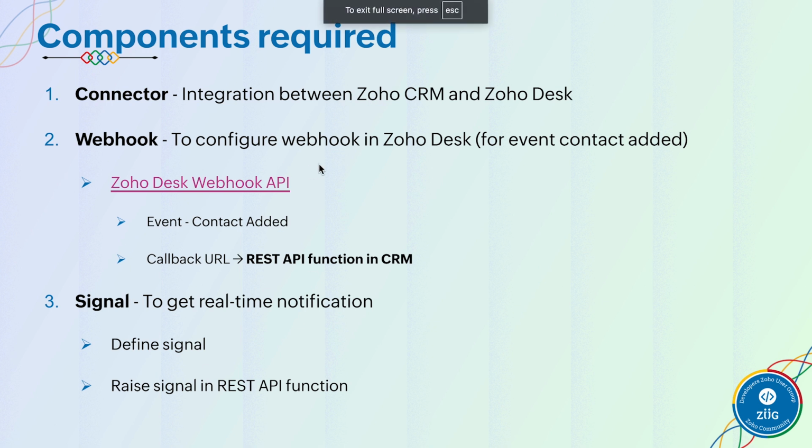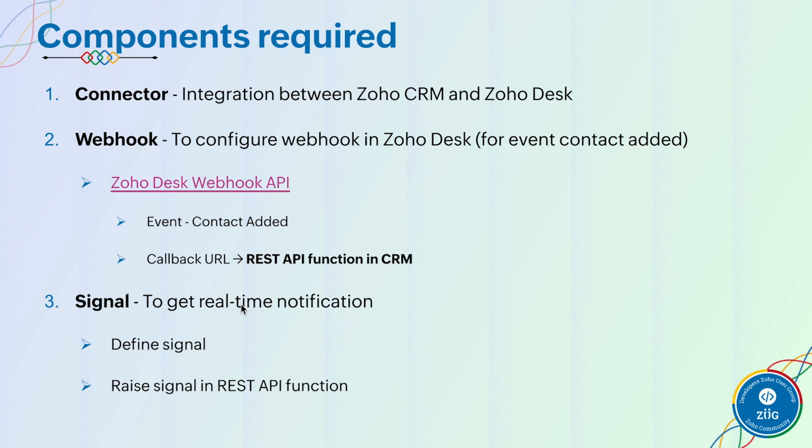So as I mentioned, you have to configure the webhook in Zoho Desk through this webhook API which it supports by providing the event as contact addition and configuring the callback URL, which we will be obtaining from the REST API function in the CRM extension. So that is the second important component. And the final component is going to be signal. So for our use case enhancement, we are using the signal component to get a real-time notification as well.